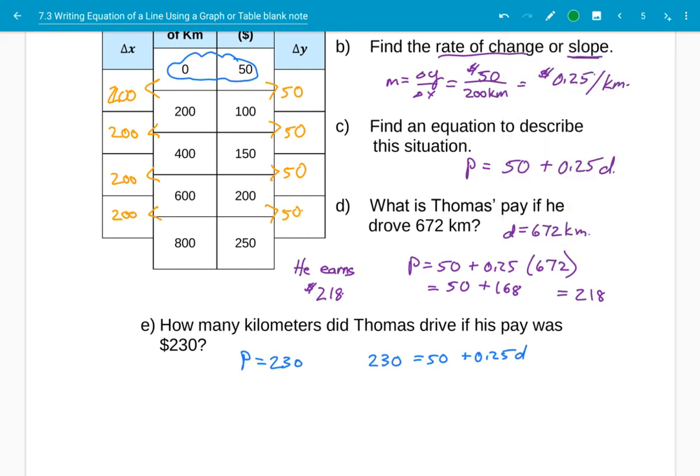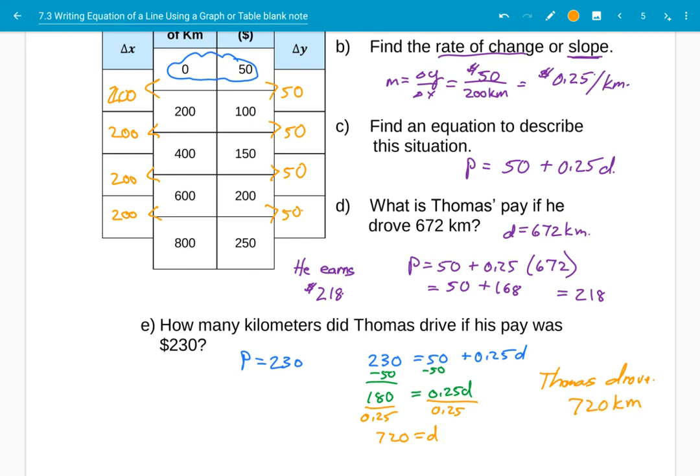Subtract 50 from both sides. 180 is equal to 0.25D. How is the 0.25 attached to the D? By multiplying. So we divide by 0.25, and we get 720 is equal to the distance. So to earn his $230, Thomas drove 720 kilometers.